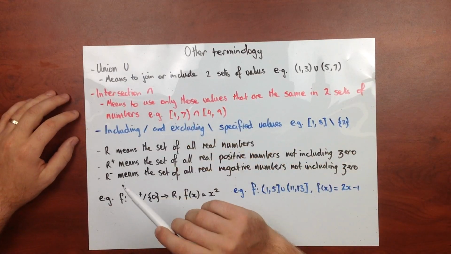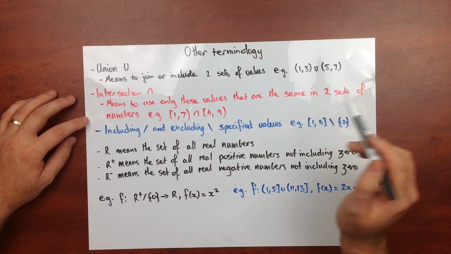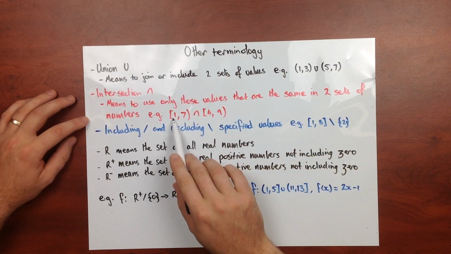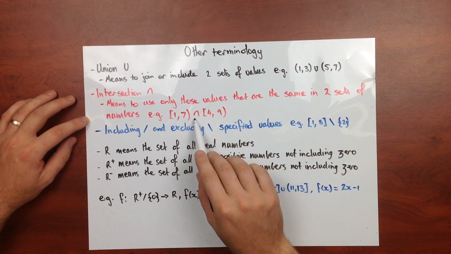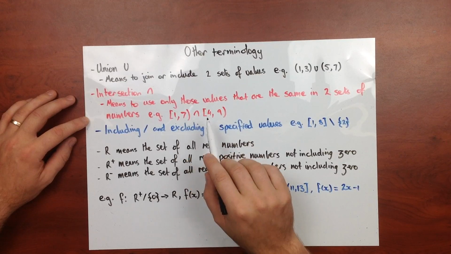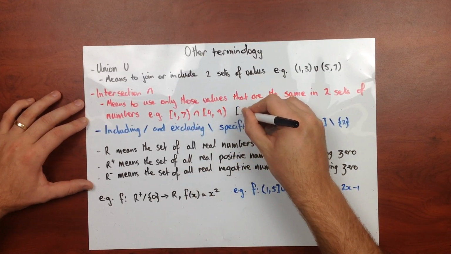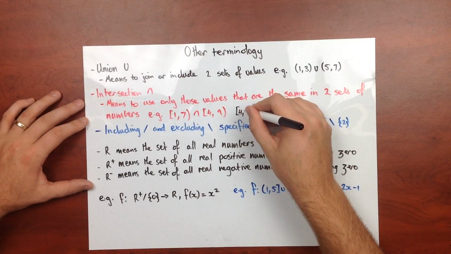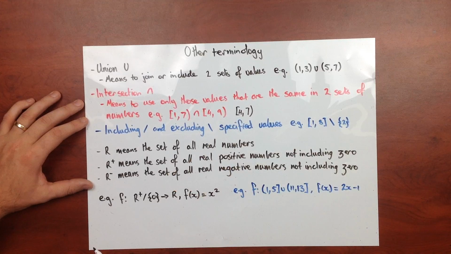Okay, intersection means to use only the values that are the same in two sets of numbers. So e.g. what I've got here from 1 to 7, including 1, not including 7, and the intersection of 4 to 9, including 4, not including 9, we're looking at intersection. Well, intersection between those two would be from 4 up until 7. Okay, that would be the intersection between those two ones.